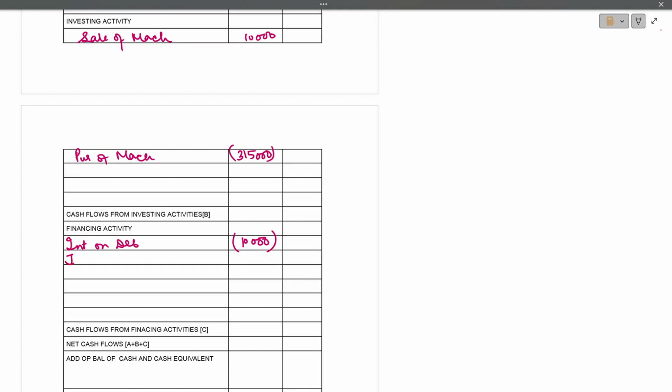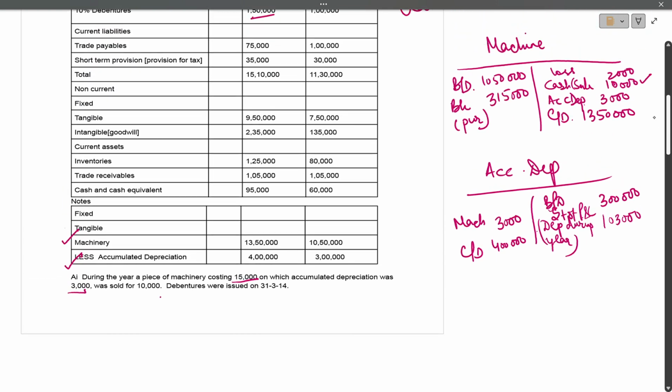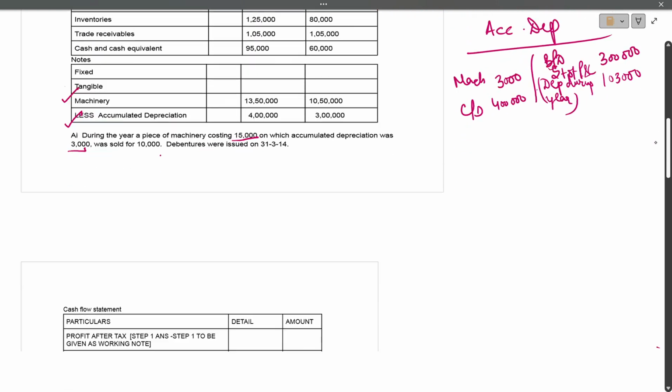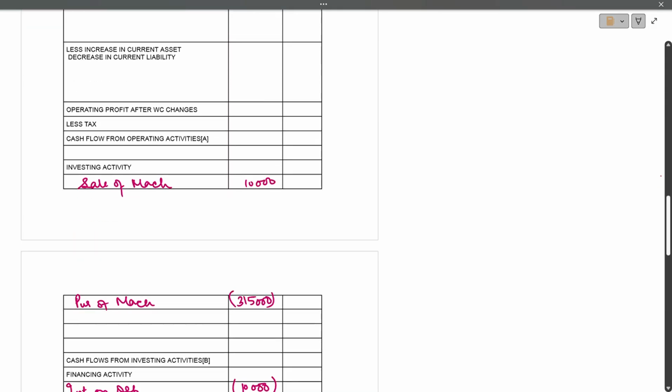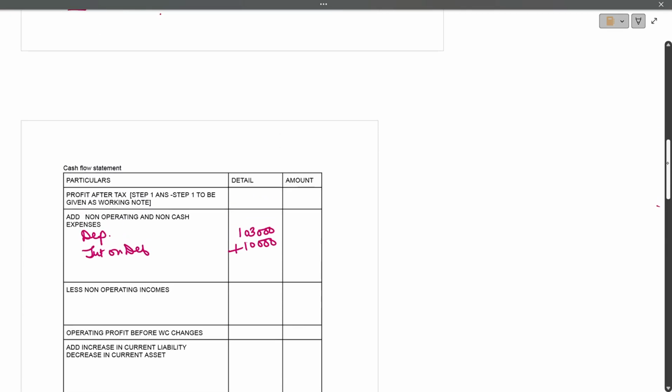We have issue of debentures also because it was, let's see the amount. Let me show you the change in debentures. Debentures was for us rupees 1 lakh, it becomes 1,50,000. So we have here issue of debentures for 50,000 rupees. Let's move on to the next thing. We have taken care of all adjustments.